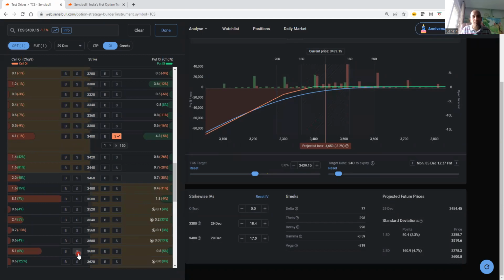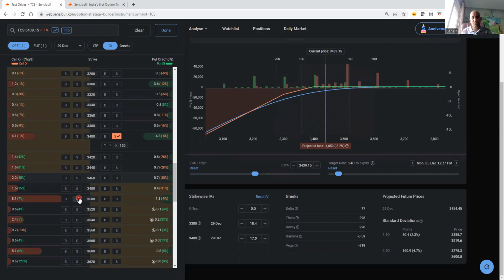So these are all how you predict the market, how you view the market, and what your risk and management is. Based on that, you can take a call. Suppose somebody is a very aggressive trader, he can short 3,500.